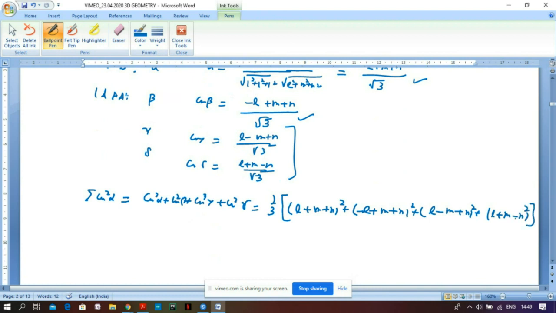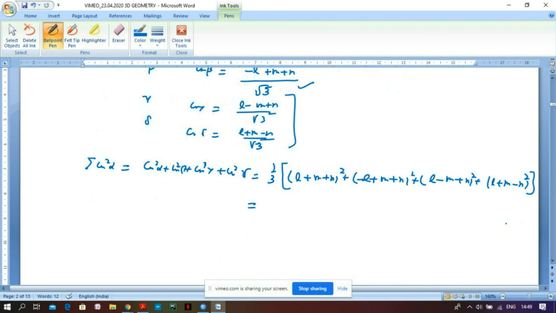So it seems that you are getting quite a mouthful, like 1/3 of (L + M + N) whole square plus (−L + M + N) whole square plus (L − M + N) whole square plus (L + M − N) whole square. Oh my God, don't despair. This is quite easy. Let's use symmetry. So 1/3 is gone, and I won't expand.